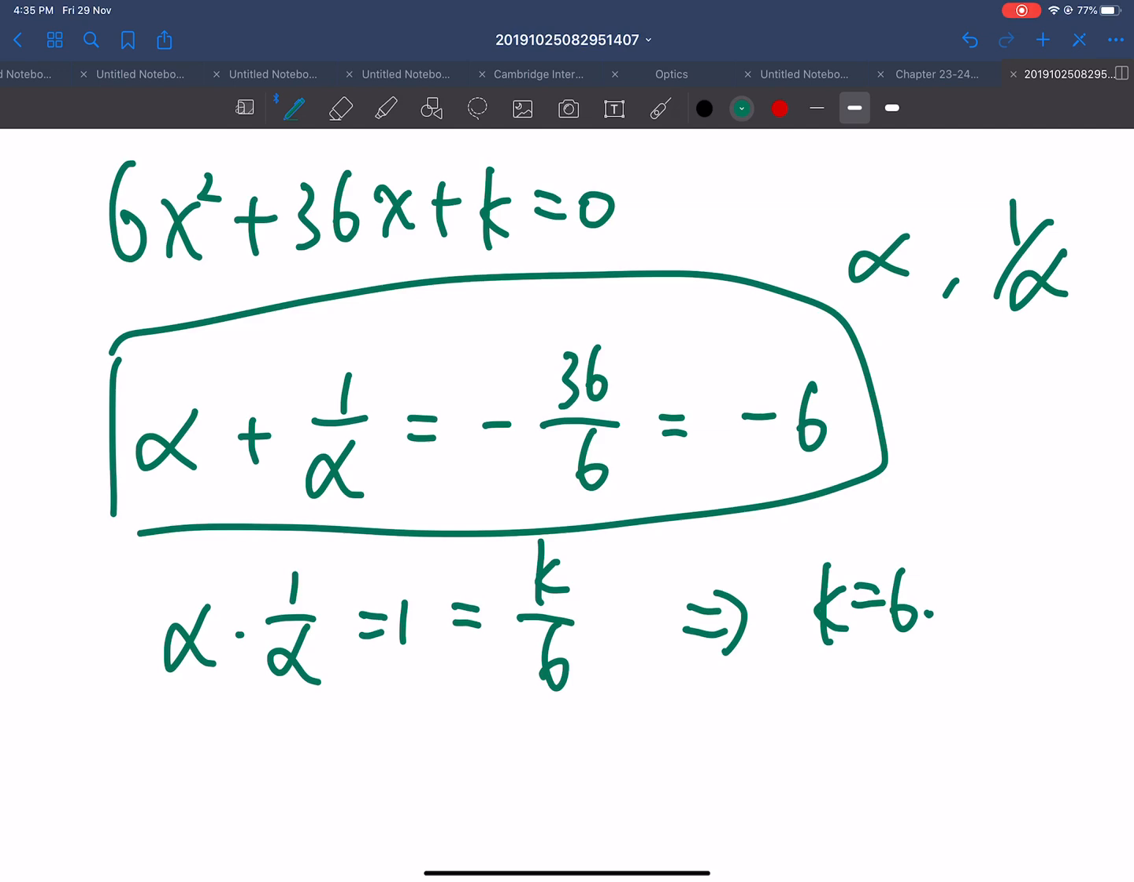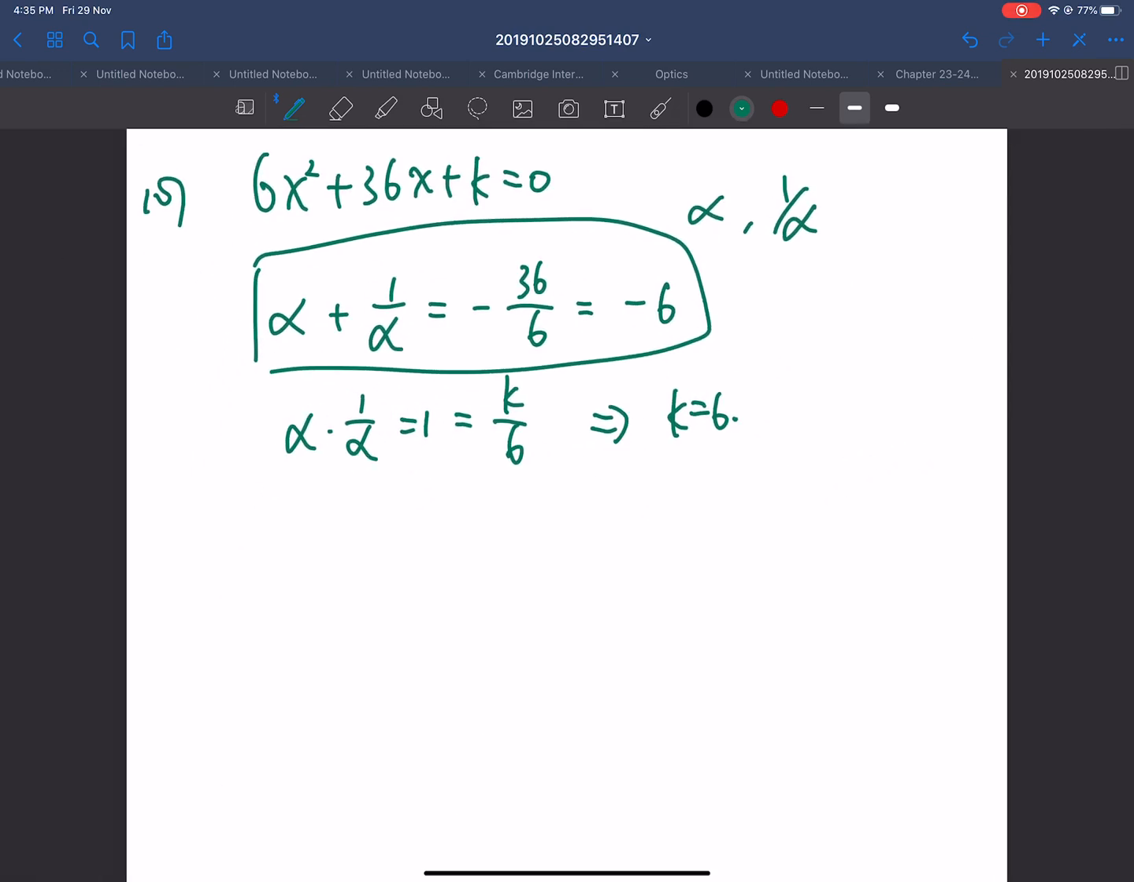Now I just do one more example. For this formula, mx squared plus 4x plus 4m equals 0, they have the roots in the form of k and 2k. And then he wants to find the m and k.